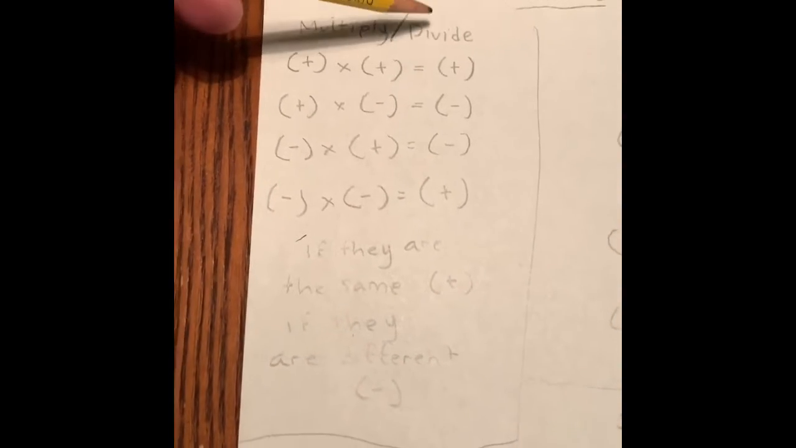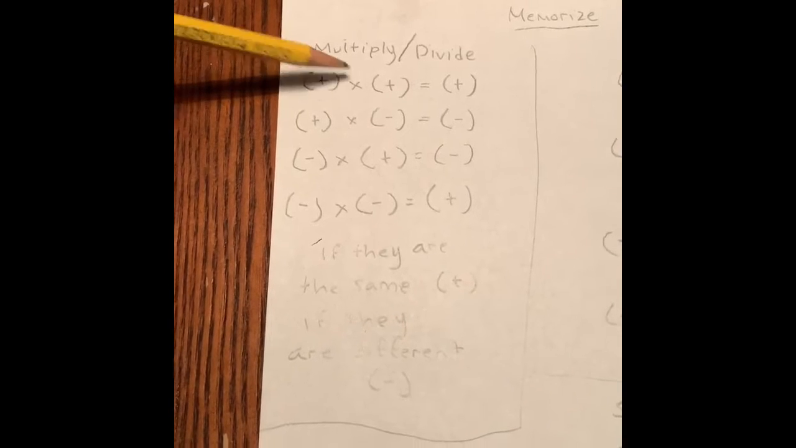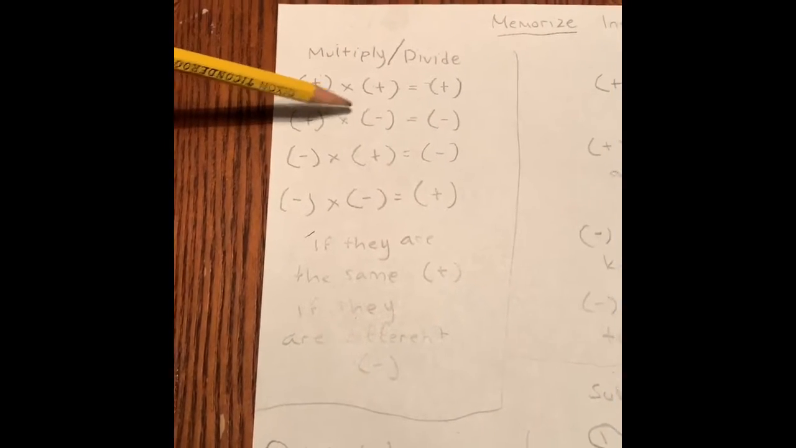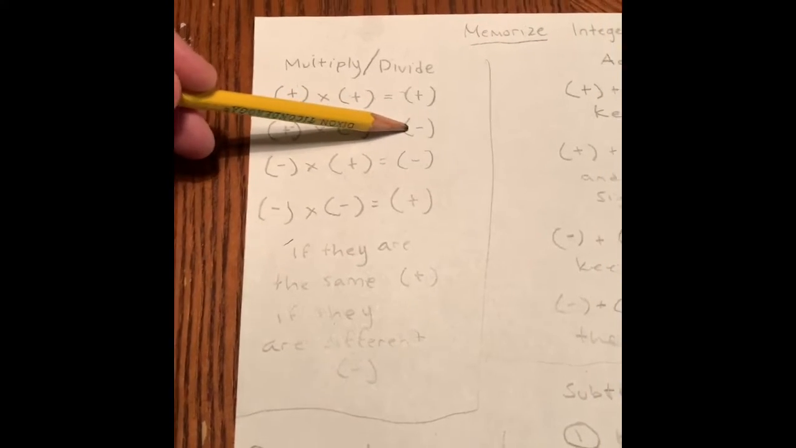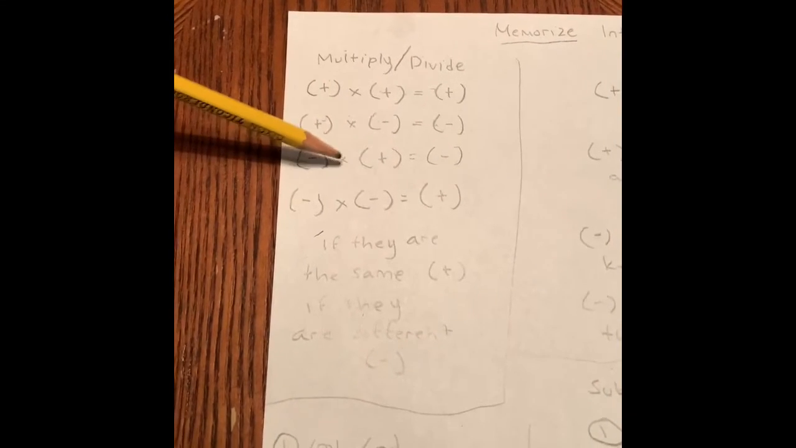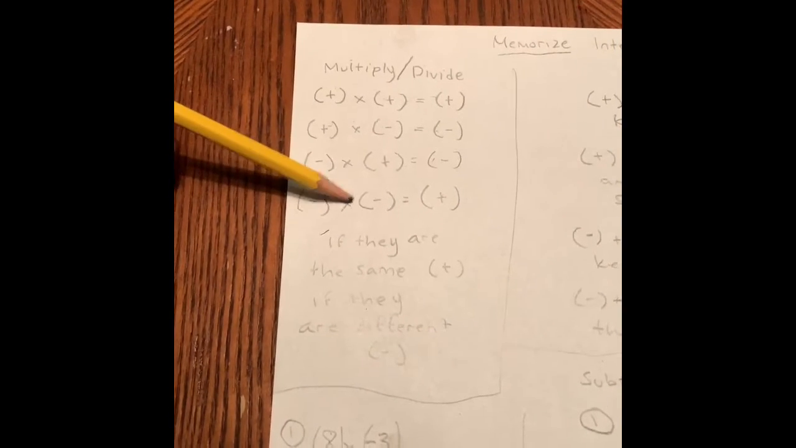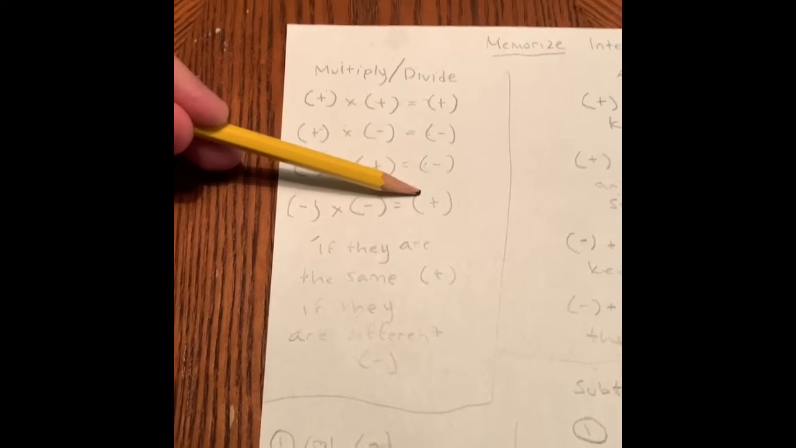So when we're multiplying or dividing and we have a positive times a positive, we will get a positive. A positive times a negative, the answer will turn into a negative. A negative times a positive, our answer will turn into a negative. And negative times a negative, our answer will turn into a positive.